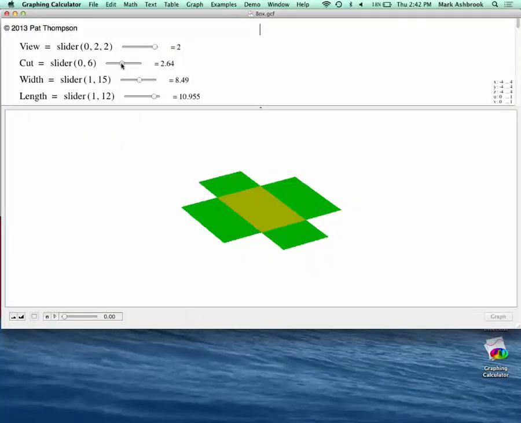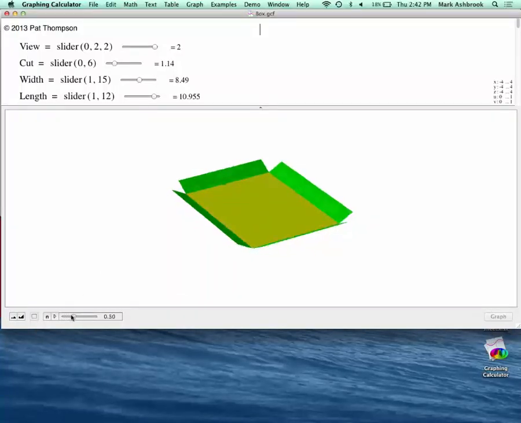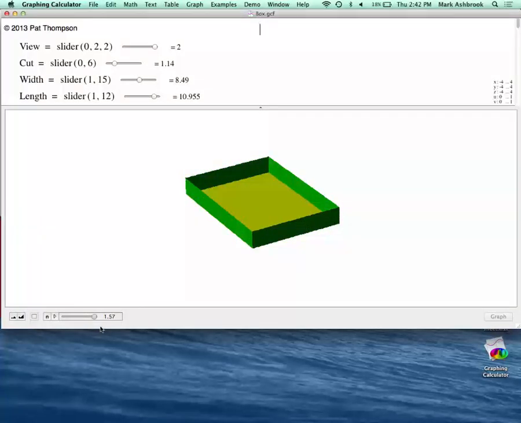I can change that cut like this, make it smaller squares, and I get a different shaped box in the end. Okay? What I want you to do right now is to brainstorm on constant and changing quantities in this situation. Constant.